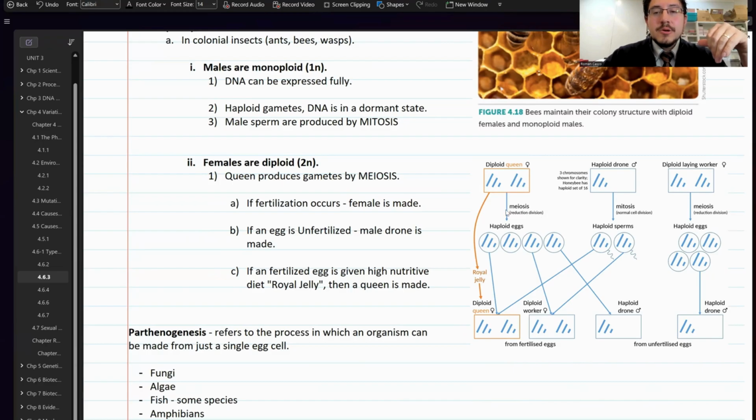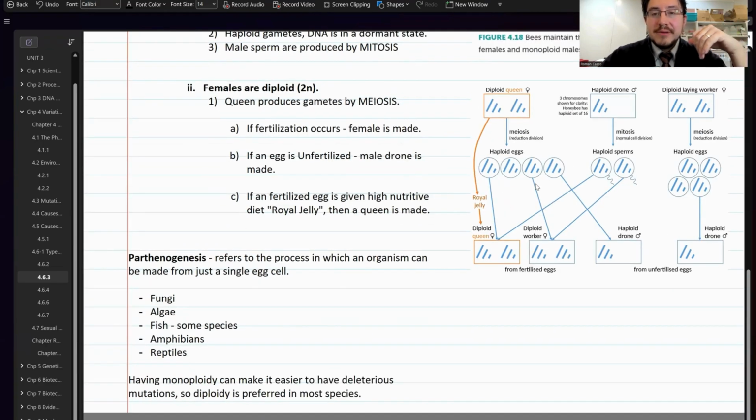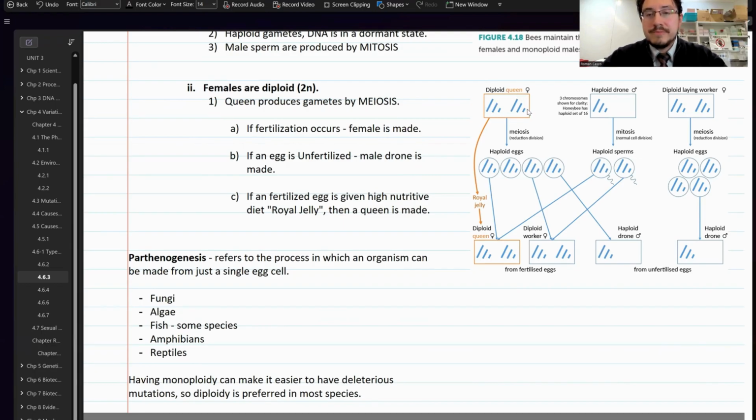Okay, so take a look at this graph here. You have a queen, a queen bee that is diploid. Queens are diploid individuals, and they produce haploid eggs. They only have one chromosome set. Interestingly, if these eggs get fertilized by the haploid sperm of the drone, of the males, basically, if we get this particular egg and this particular sperm, you would get a female.